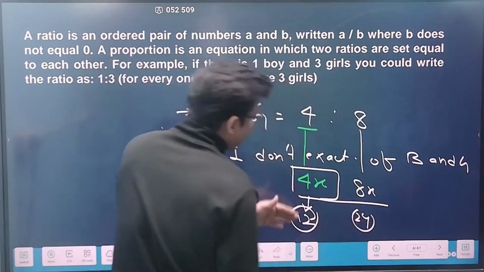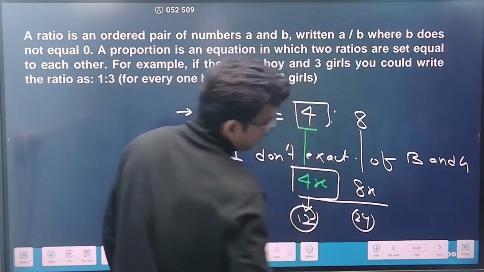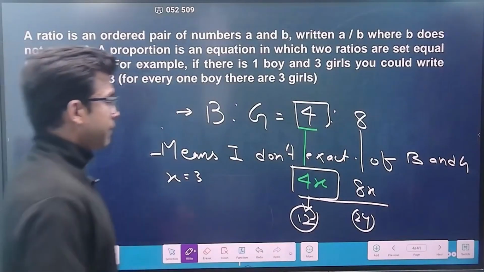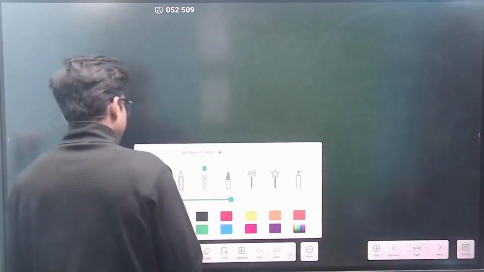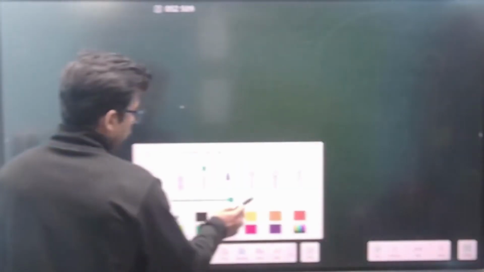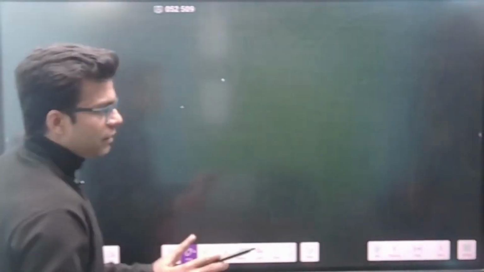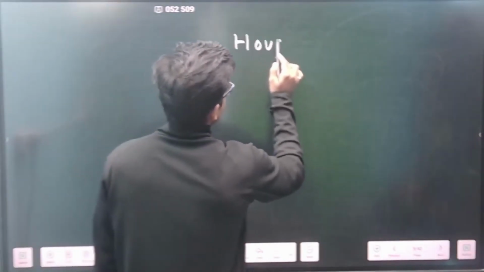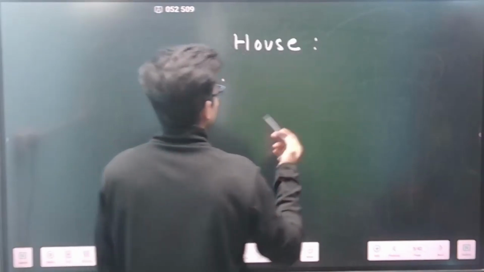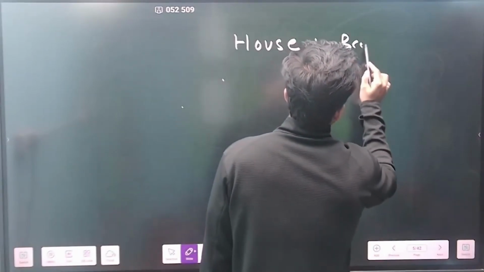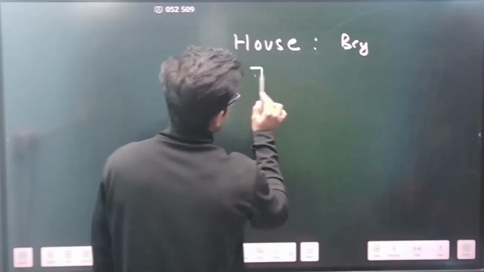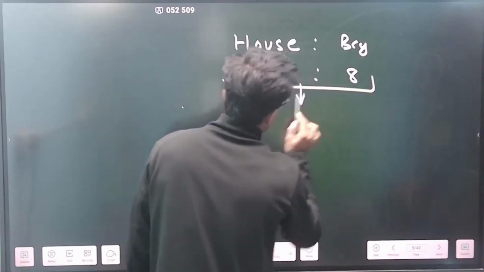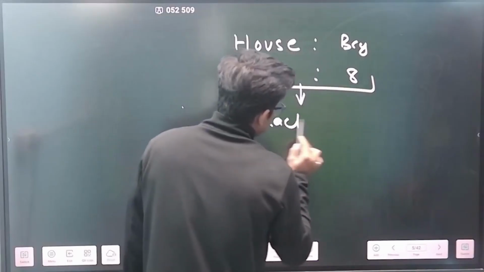But if you write something in the ratio form, you don't know the exact quantity. Again repeating this part: anything written in the form of ratio, suppose house is to bicycle, the ratio is, let's say, 7 is to 8. This means these are not the exact quantities.